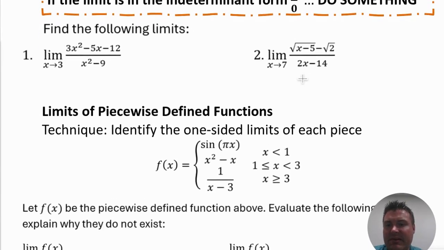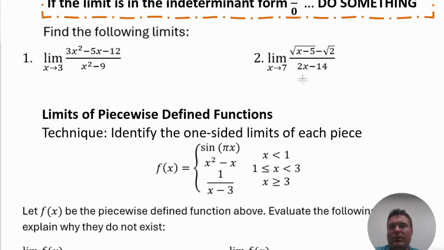We do have a couple of limit ratios coming up here. We are going to find these limits, and if the limit is ever of the form 0 over 0, we need to do something. What does that mean? Well, factoring or multiplying by the conjugate. We need to rewrite the ratio a bit so that we can find the hole, cancel out the hole, and rewrite the function.